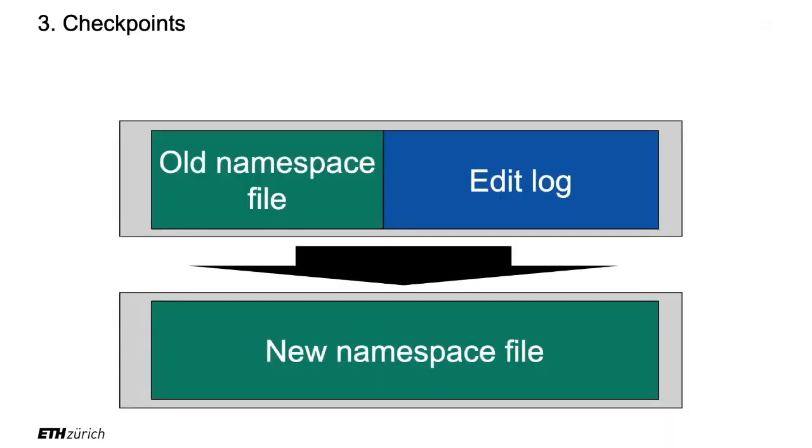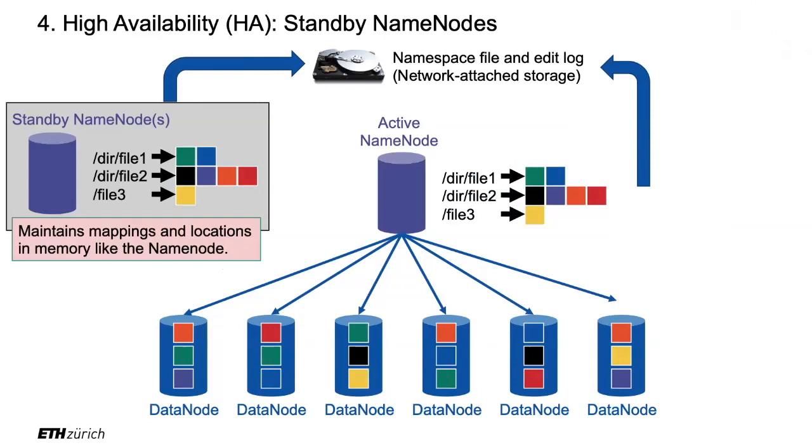Otherwise, I wouldn't ask. One of the ways you can do it better is that if the edit log grows too large, then you compact it back to a single namespace file. So regularly, that's called a checkpoint. You just recreate a new namespace file, and then you start again with an empty edit log, right? Okay, so this is one way.